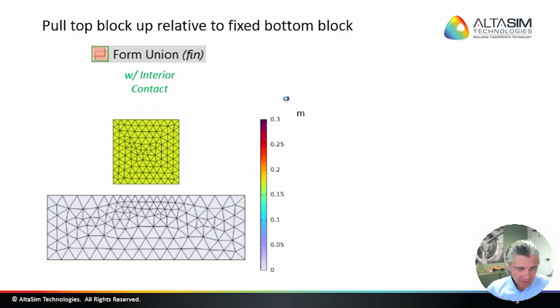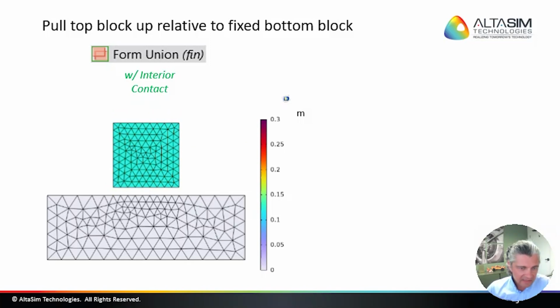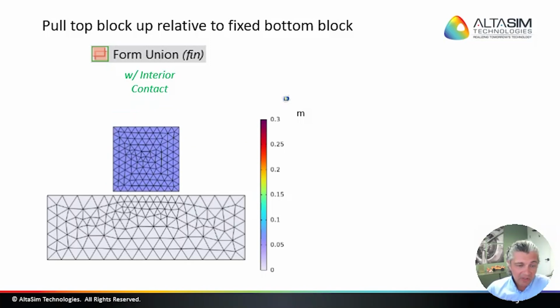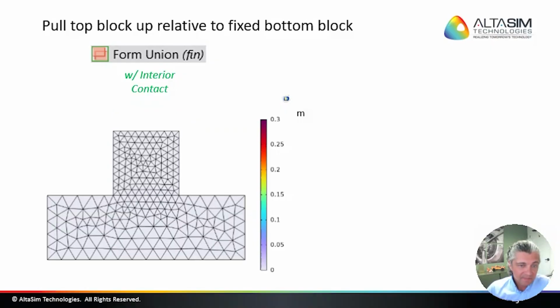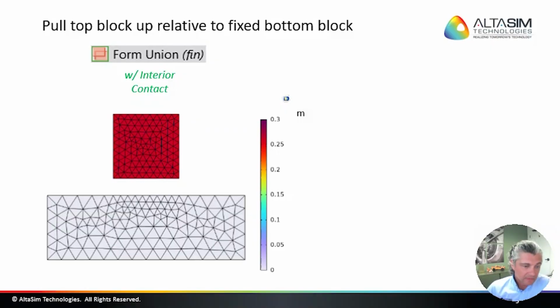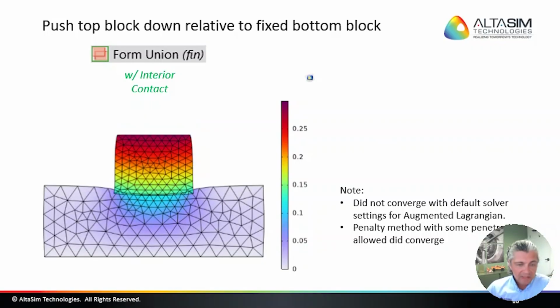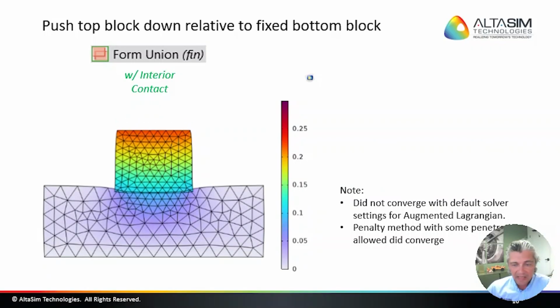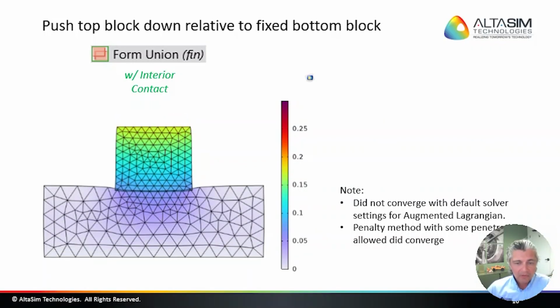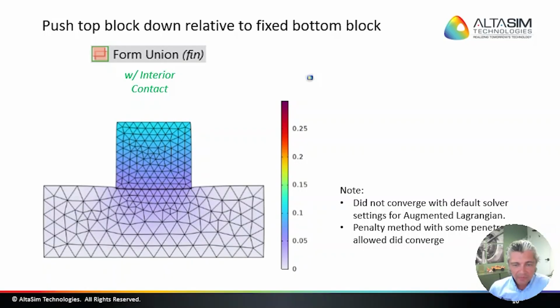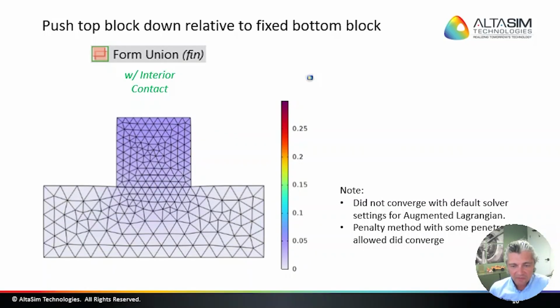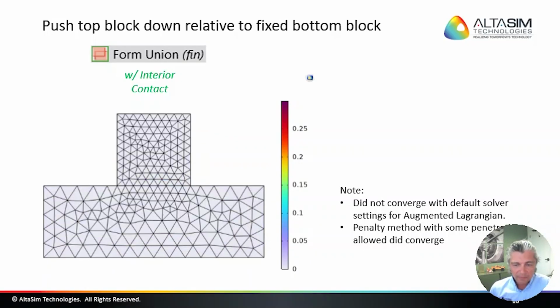So here was our test with the interior contact. And again, this is form union mode, but the blocks are allowed to separate with the new interior contact feature. And if you push the blocks down, they will slide relative to each other. Now, we did notice that we get a little bit of convergence issues with the default solver settings with augmented Lagrangian.